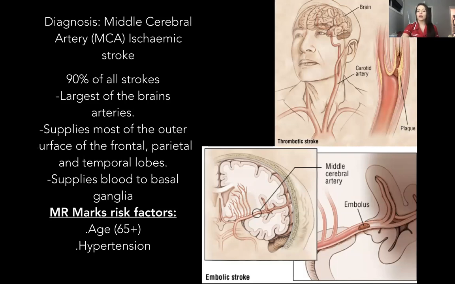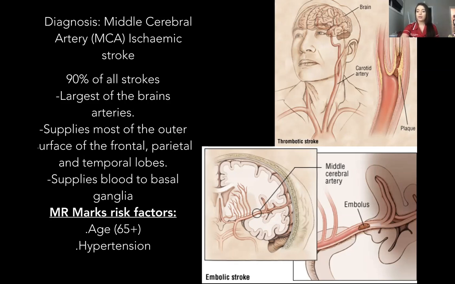Mr. Marks has a diagnosis of left middle cerebral artery ischemic stroke, MCA. This occurs when the middle cerebral artery usually becomes blocked by a blood clot that traveled from elsewhere in the body, an embolism. The blood clot most likely comes from the heart or the carotid artery, traveling through the bloodstream and the clot lodging in the middle cerebral artery.